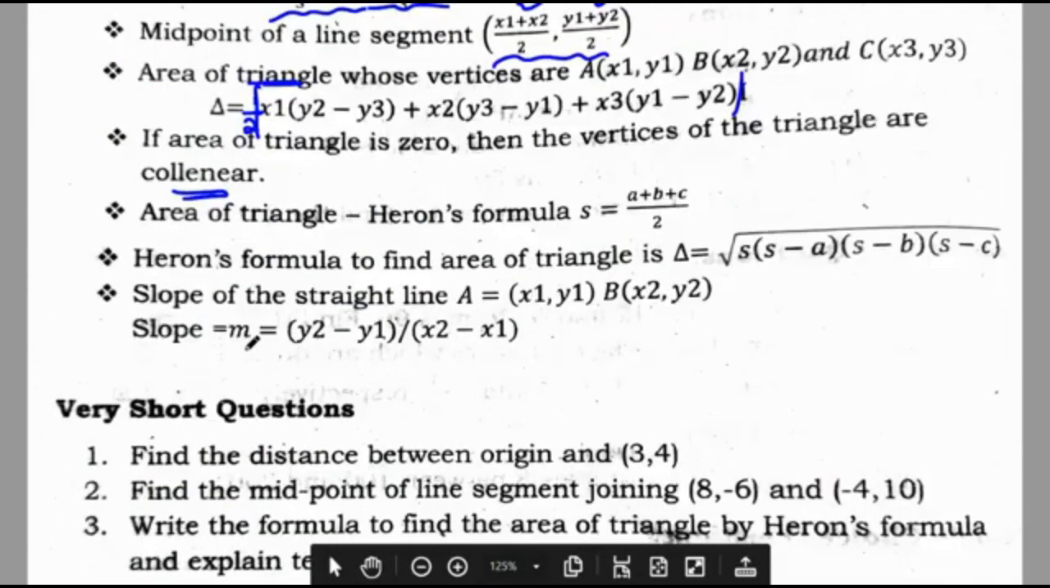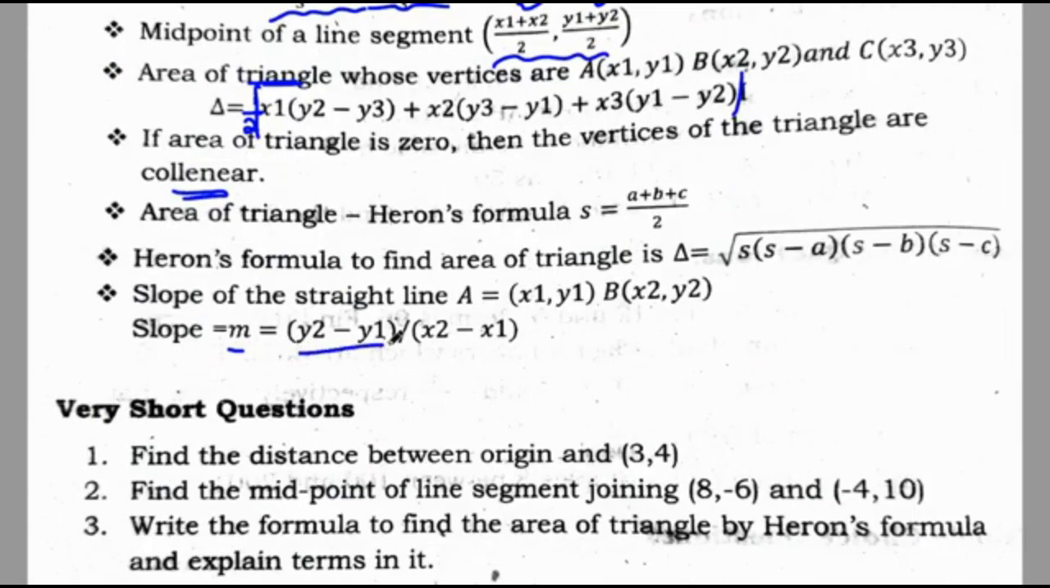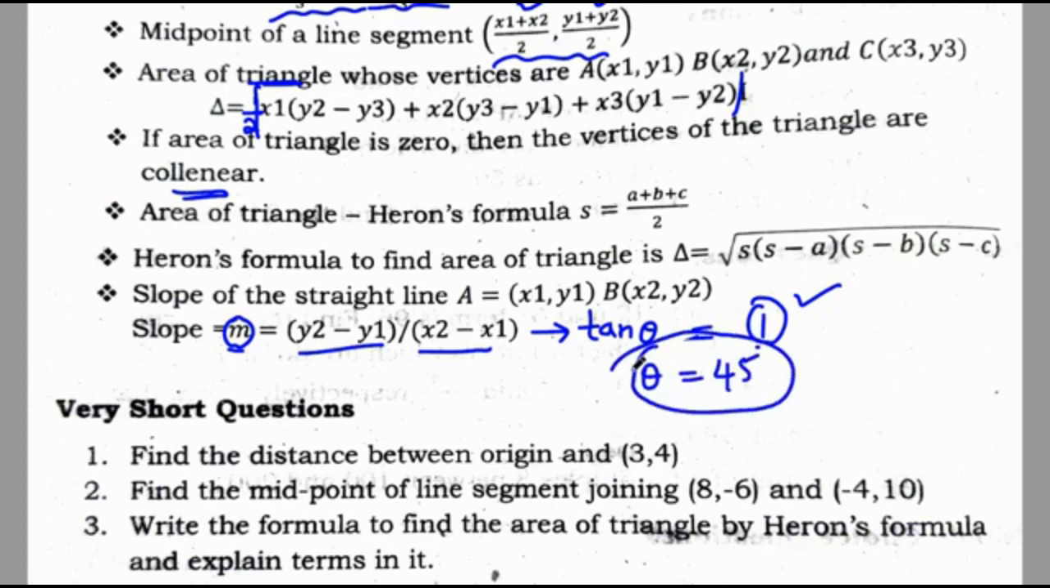Slope of the straight line through any 2 points is given by the formula (y2 - y1)/(x2 - x1). It is denoted with the symbol m. Always slope should be connected with tan theta, students. If the slope value is 1, sometimes they will ask the angle. So tan theta is equal to 1. Obviously in tan the value 1 is for 45 degrees. So therefore theta is 45.